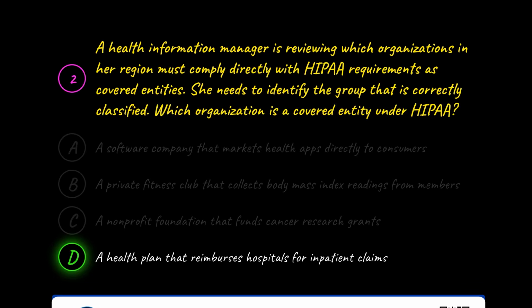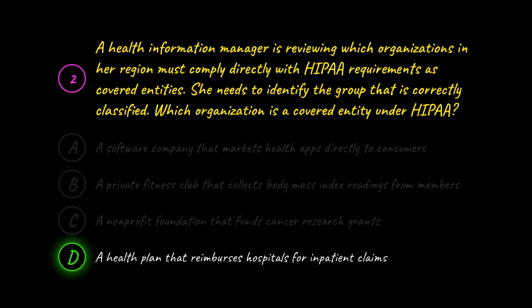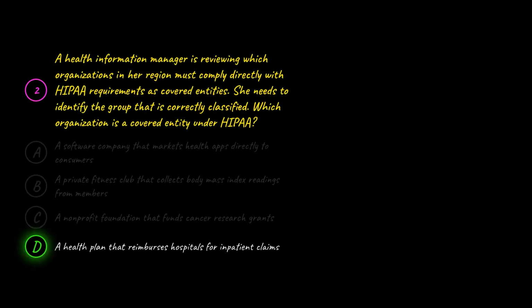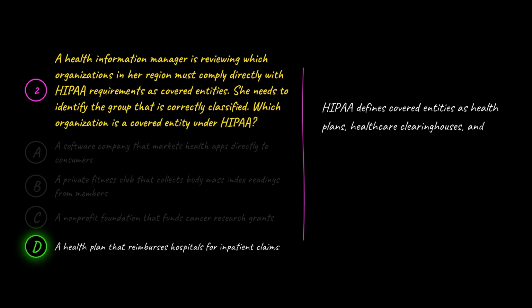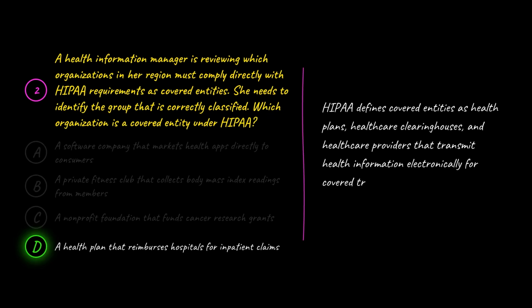The correct answer is D. A health plan that reimburses hospitals for inpatient claims. D is correct because HIPAA defines covered entities as health plans, healthcare clearinghouses, and healthcare providers that transmit health information electronically for covered transactions. A reimbursing health plan fits squarely in this definition.